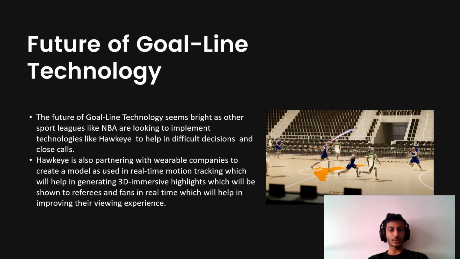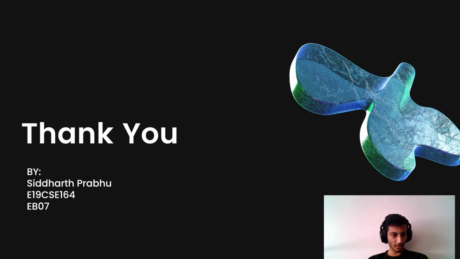The future of goal line technology. The future of goal line technology seems bright as many other sports leagues like the NBA and baseball leagues are planning to implement the technologies to help in different decisions and close calls. Hawkeye is also partnering with wearable companies to create a model used in real-time motion tracking, which will help generate 3D immersive highlights, which will be shown to referees and fans in real life, which will help in improving their viewing experience. Thank you.